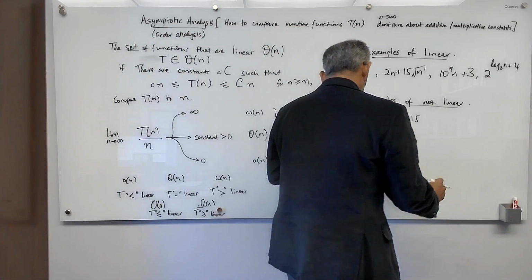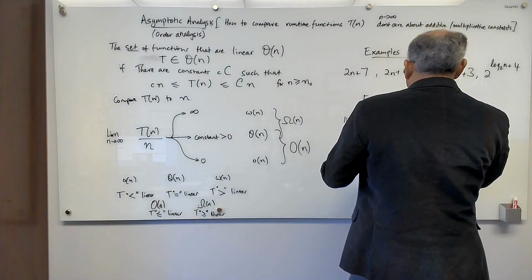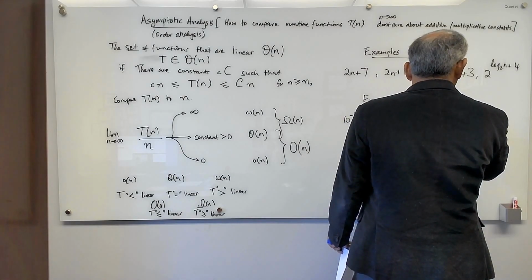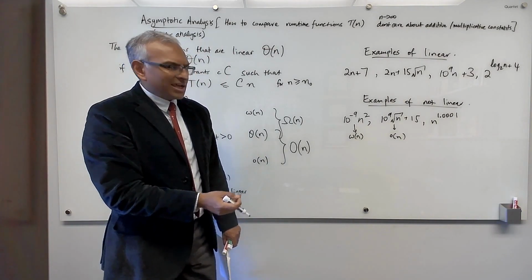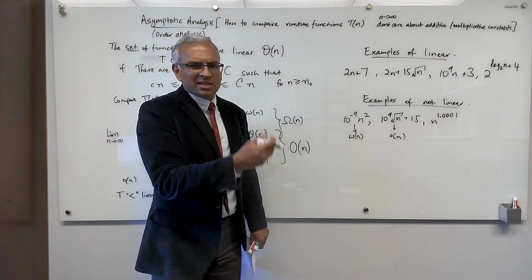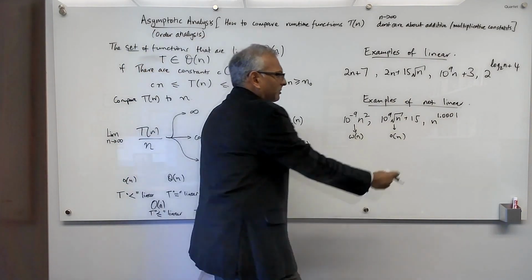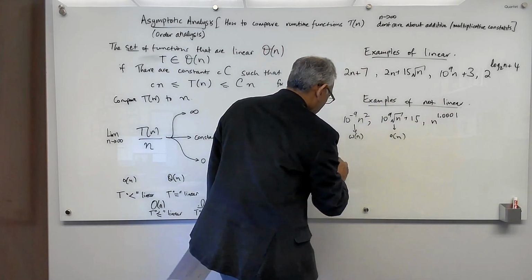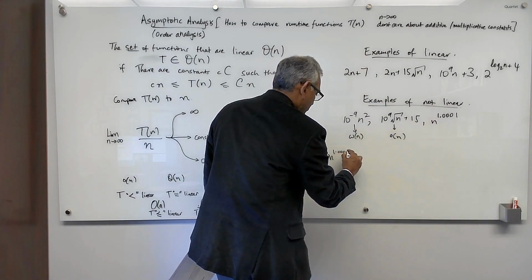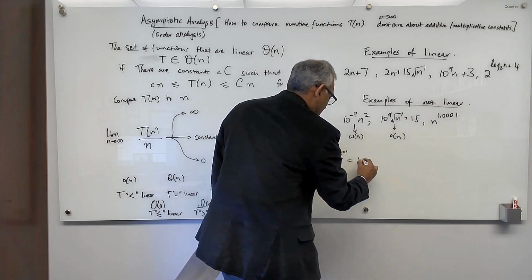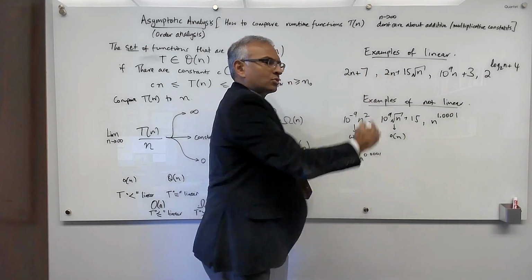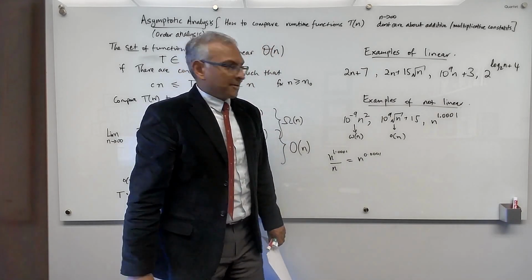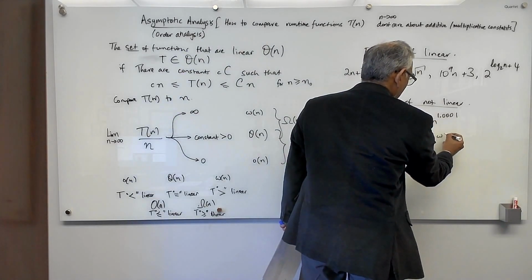Okay, let's do a couple more examples. N to the 1.0001, not linear. The exponent is slightly larger than 1, but that's enough to make it not linear. When you divide by n, you have n to the 1.0001 divided by n gives you n to the 0.0001. Take n to infinity, that goes to infinity slowly, but it gets there. Okay, so this guy is in little omega of n.